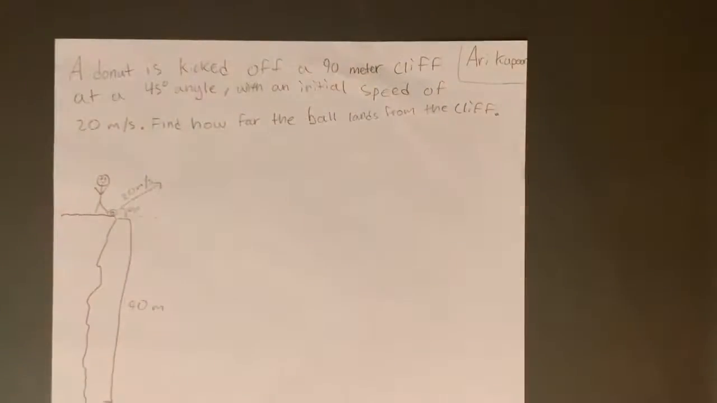Okay, so this is the problem that we will be solving today and going through. A donut is kicked off a 90-meter cliff at a 45-degree angle with an initial speed of 20 meters per second. Find how far the ball lands from the cliff.